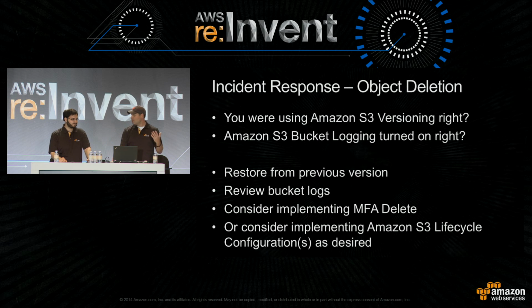And what happens if the intern decides he's going to go on a delete tear in S3? Well, you were using bucket versioning, right? Absolutely. OK, so then you've got all of your old objects, and you just use the S3 copy to copy the previous version back, and then you're good to go. Bucket logging, that's turned on. You can tell exactly what happened and review those logs.